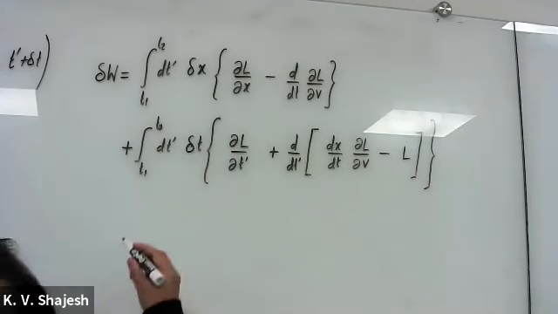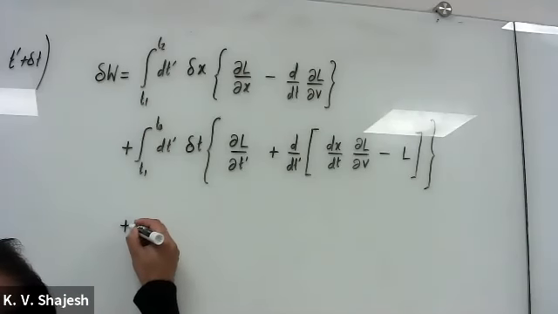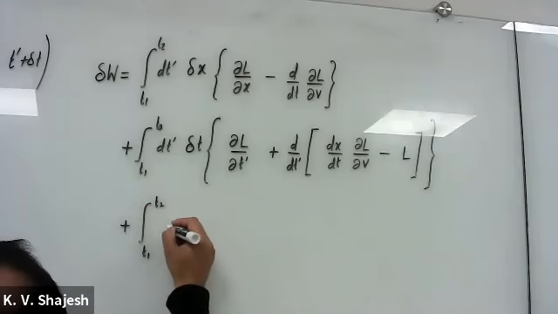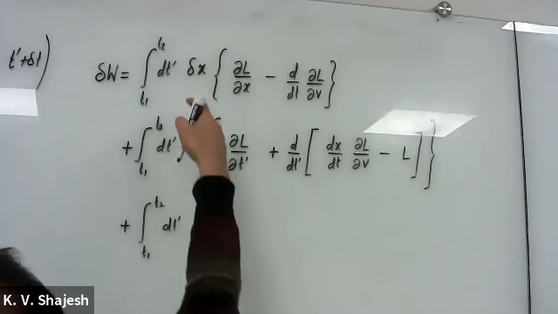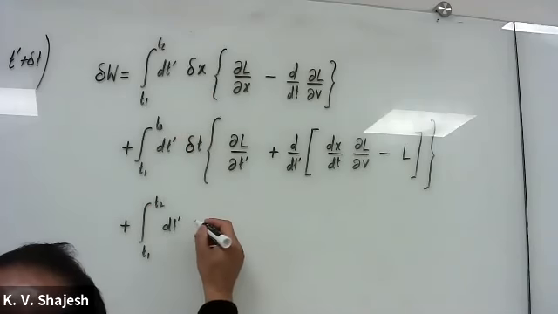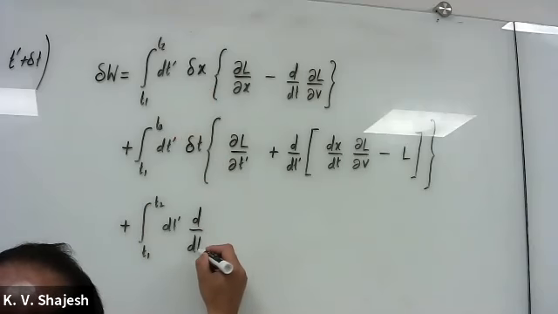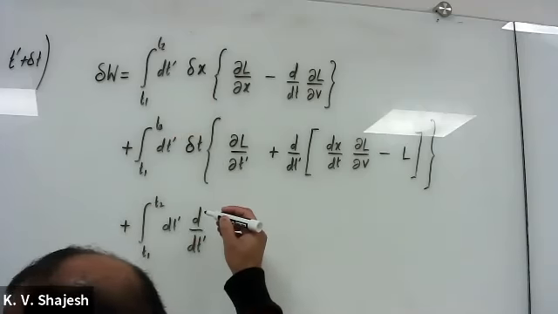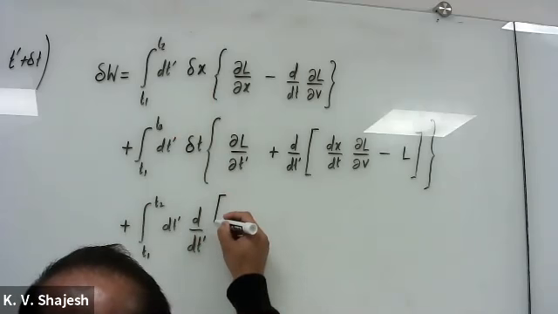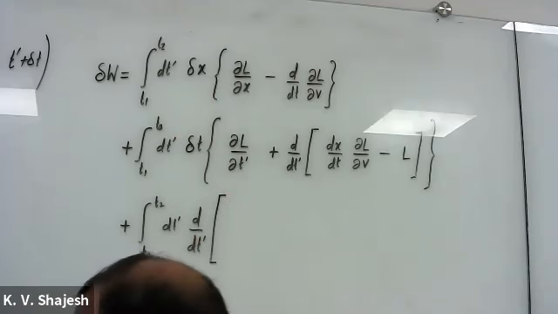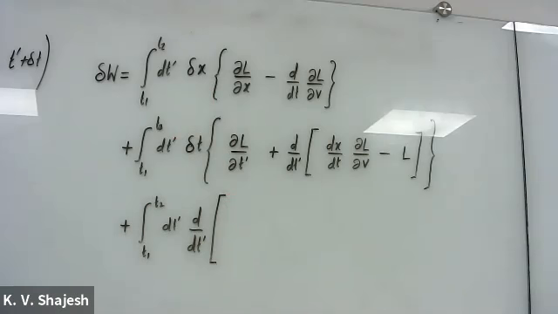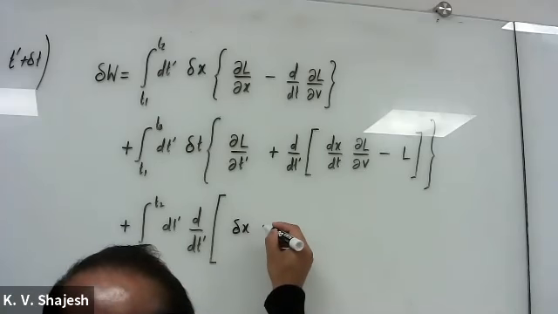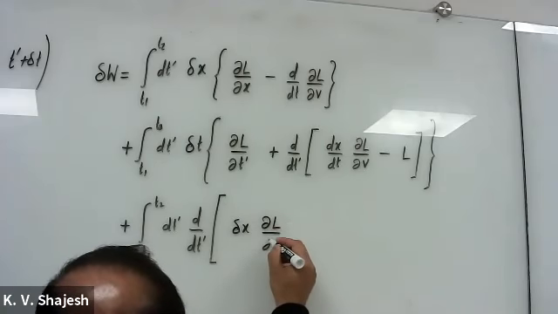And there is some more remaining, but whatever is remaining is a total derivative, which means they get contributions only at the boundary. These are the actual variations in delta x and delta t. This is d/dt prime, and this one, let me write as a square bracket. So, what are the terms? Again, there is delta x times ∂L/∂v.